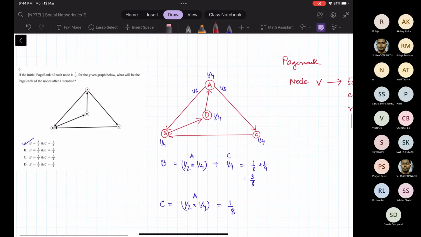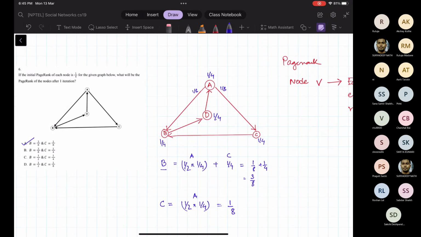So now you have A, B, C, D. If you look at the page rank of B, initially it was 1/4. What B does after one iteration is it gives away to its neighbor. B has only one neighbor, which is D. So it gives the entire 1/4 to D, but it receives from A and C.